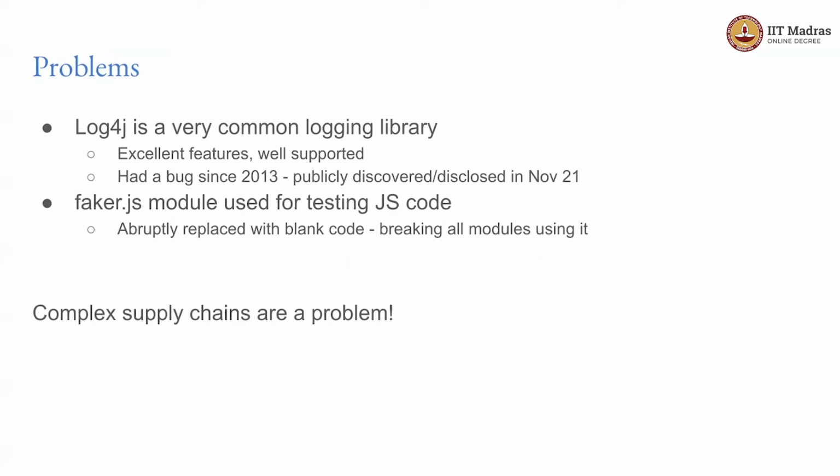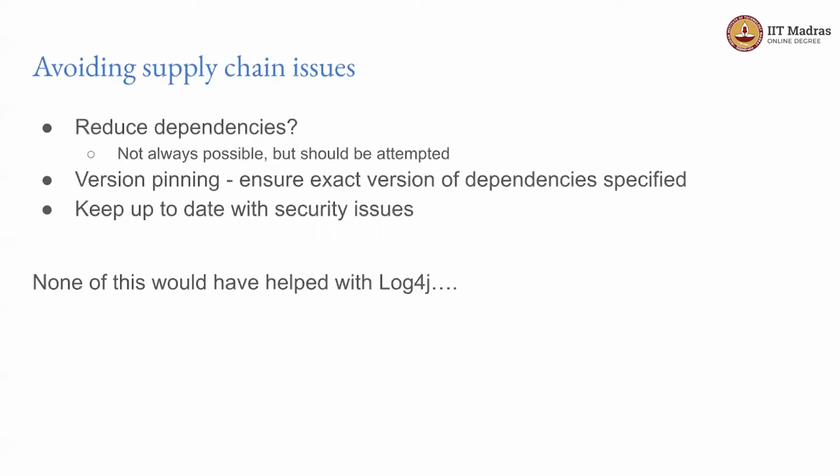The bottom line is, this is what is called a supply chain problem, right? I mean, you are writing certain code, which in turn is making use of log4j or faker.js. Those are all part of your supply chain. And the more complex your supply chain, the bigger the likelihood that you might run into problems at some stage.